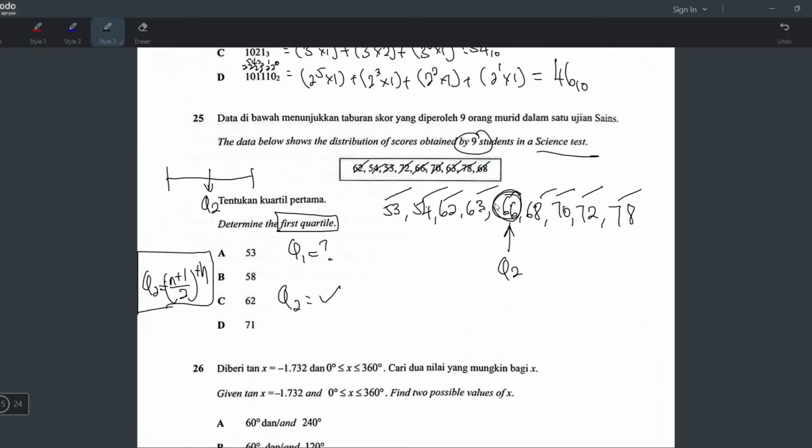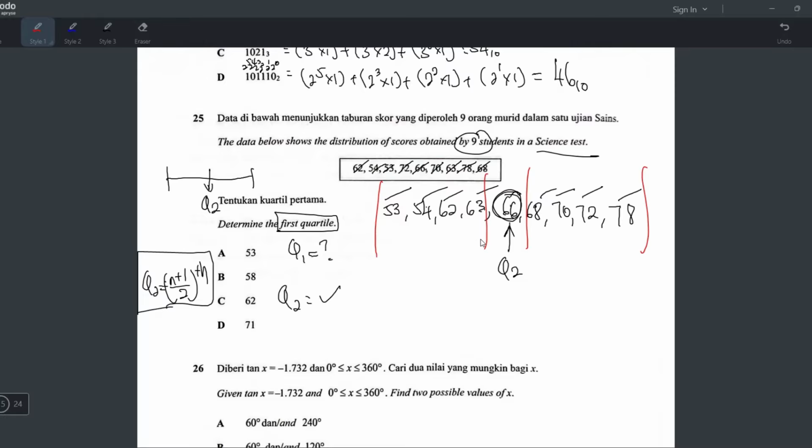Now it's time to find the Q1. Q1 you have to take the first half punya middle. So the first half is from here to here. Second half is from here to here. Notice how I never take the Q2. Yes, memang tak boleh ambil. The Q2 memang tak included in the first half, second half. Okay? So now the middle of this will be the Q1.